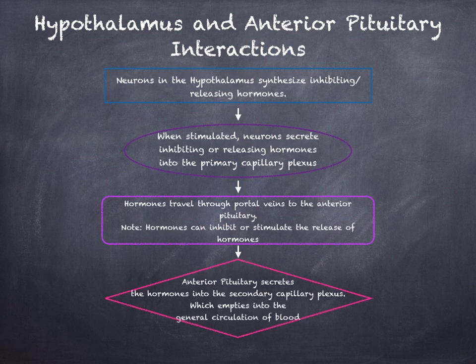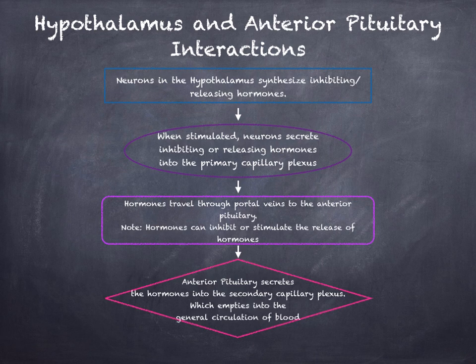All right, so the hypothalamus and the anterior pituitary interactions. Neurons in the hypothalamus synthesize inhibiting or releasing hormones. When stimulated, these neurons secrete inhibiting or releasing hormones into the primary capillary plexus or capillary bed. This capillary bed is part of that hypophyseal portal system that we talked about earlier. Those hormones then travel from the primary capillary plexus down through the portal veins to the anterior pituitary.